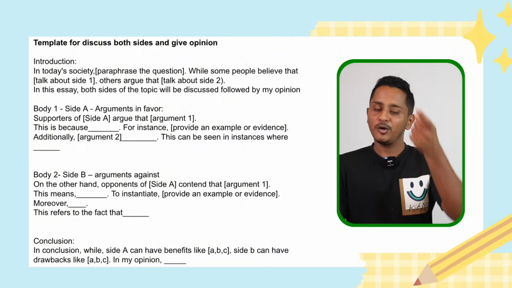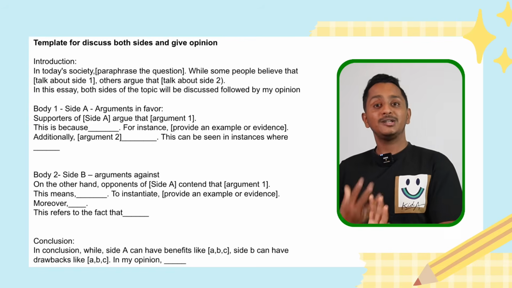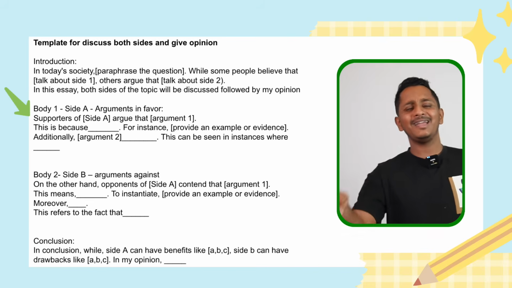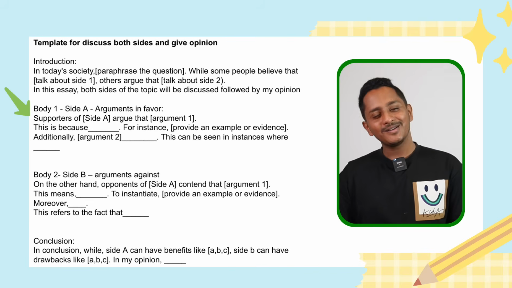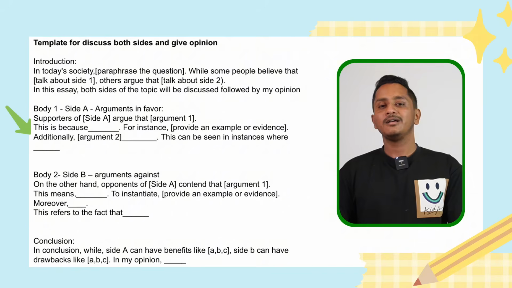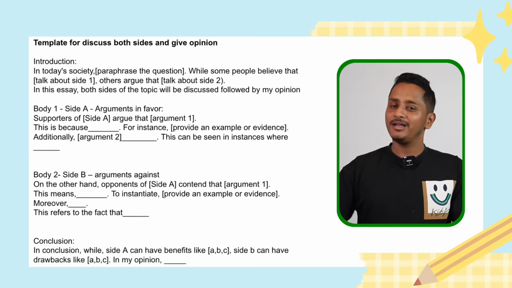Now, body 1, we talk about side 1. People who support side 1, and people who do not support side 1. That's it. The supporters of side A argue that this is because supporting idea, for instance, example. Additionally, second main idea, this can be seen in instances where supporting idea.